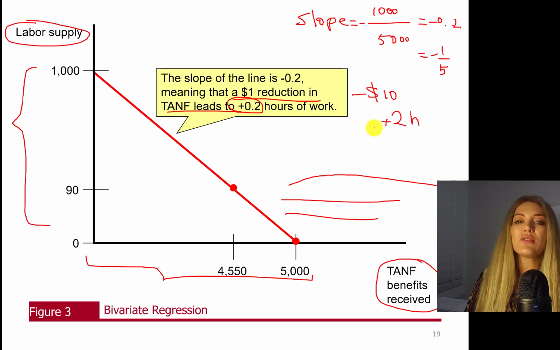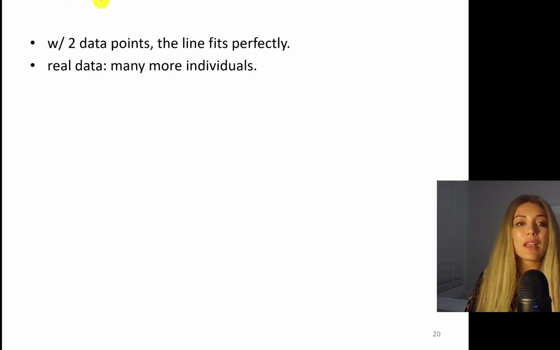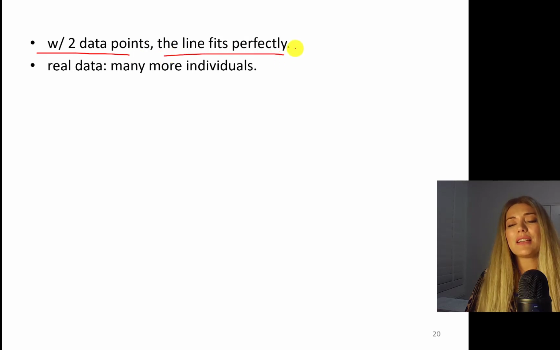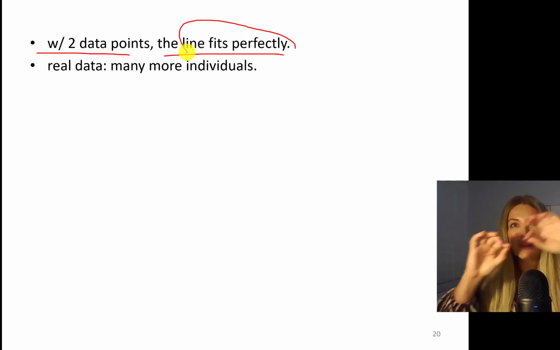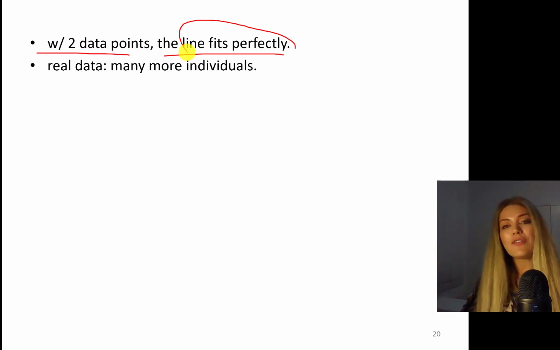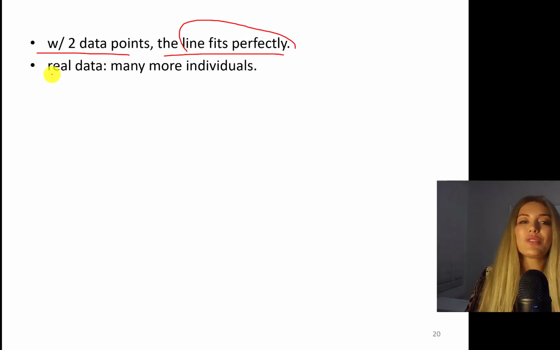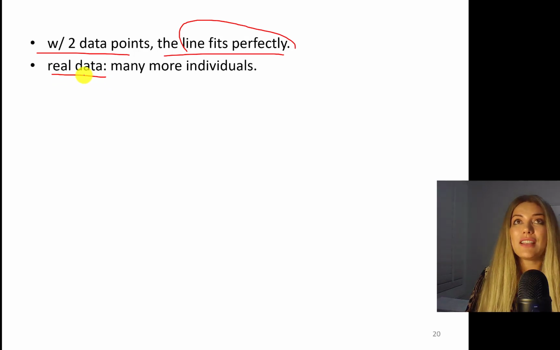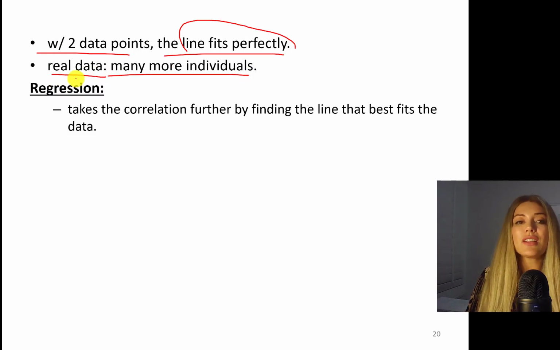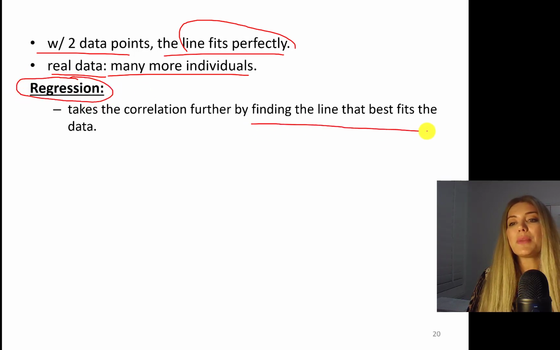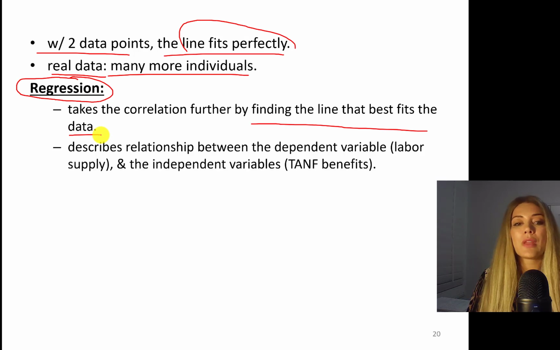How do we do this with regression? We'll talk about that. With 2 data points only, the line fits perfectly. That's when I say it's a determinate relationship. That means with 2 points, you have a perfectly fitting line. However, in real life, in real data, we see many more individuals. Regression takes the correlation further by finding a line that best fits the data.